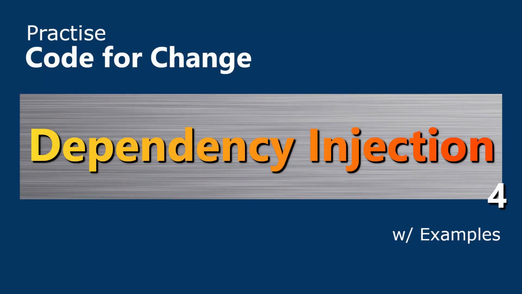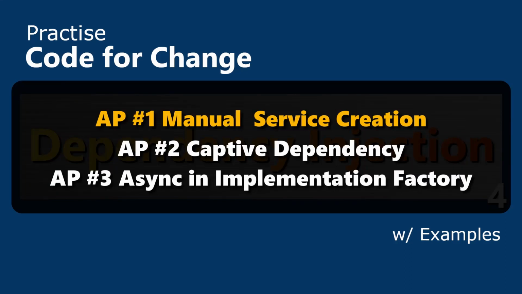Let's do a quick recap. We talked about 3 anti-patterns today. The first one, we created the service by ourselves instead of relying on the service container. That leads to the service container not disposing the service automatically. The second one, we have a longer lifetime service capture the shorter lifetime services. It's called the captive dependency, and that leads to the resource being disposed later than we expected. The third anti-pattern is to use asynchronous operations in the implementation factory. That leads to a hang when the implementation factory is invoked.